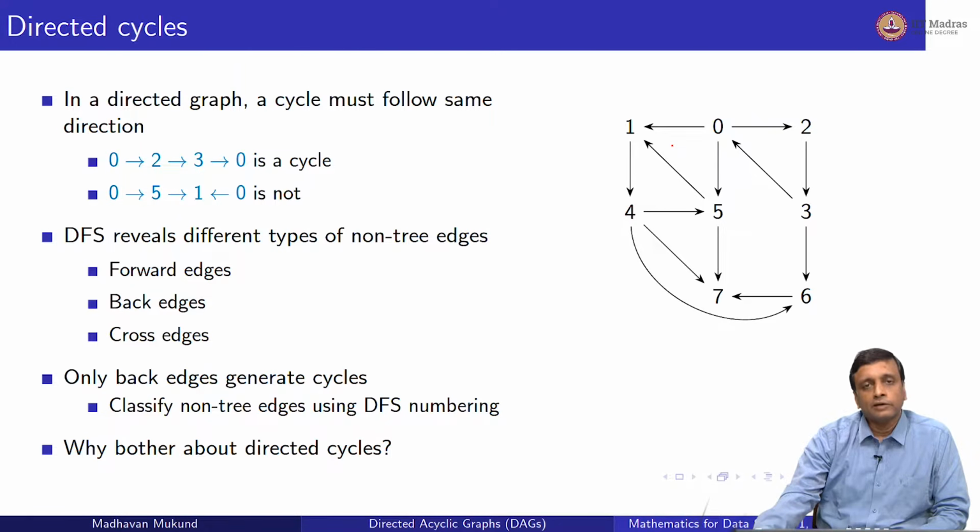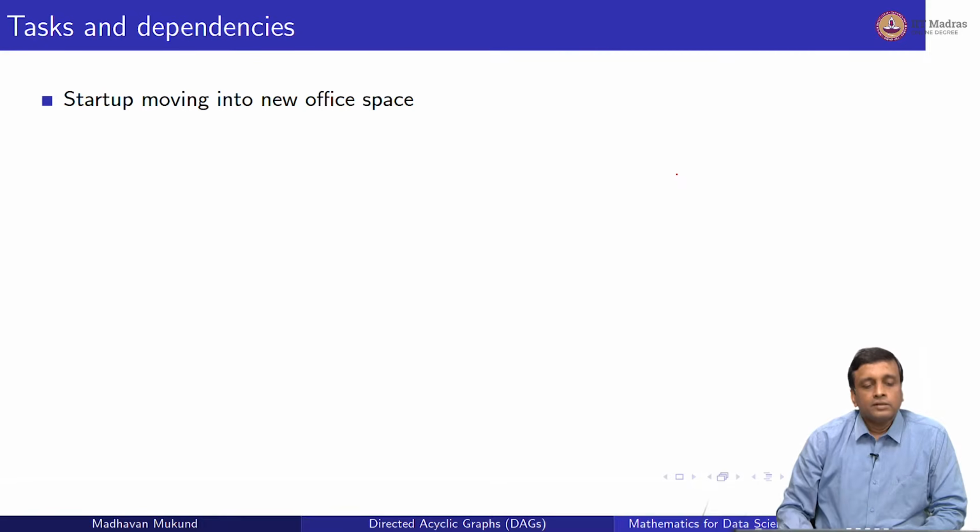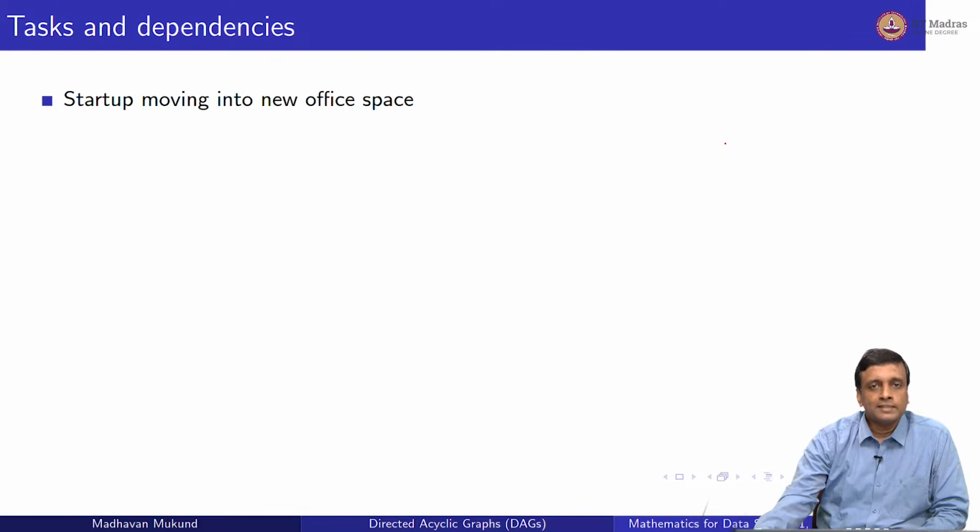So now the question is, why were we so worried about cycles in directed graphs to begin with? So let's look at a general problem where we have some things to do, some tasks, and there are some dependencies between the tasks. So as an example, suppose there is a startup which is trying to move into some new office space. So there's some brand new office space and the startup needs to set up this office before it can move in.